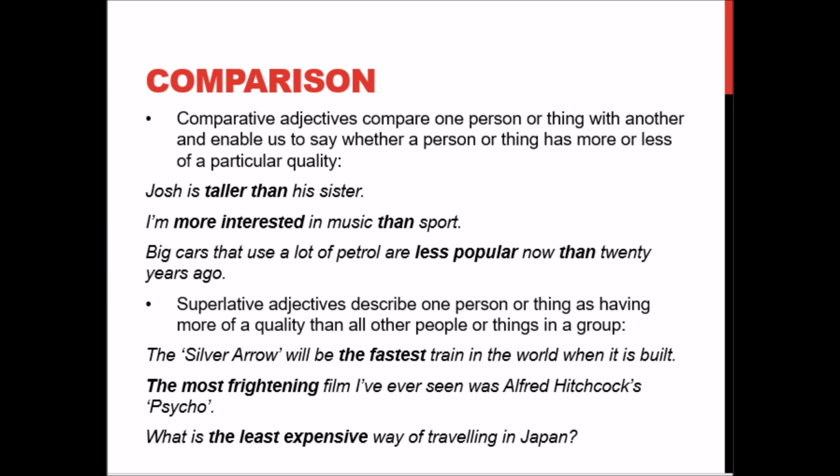Superlative adjectives describe one person or thing as having more of a quality than all other people or things in a group. The Silver Arrow will be the fastest train in the world when it is built. The most frightening film I have ever seen was Alfred Hitchcock's Psycho. What is the least expensive way of traveling in Japan?